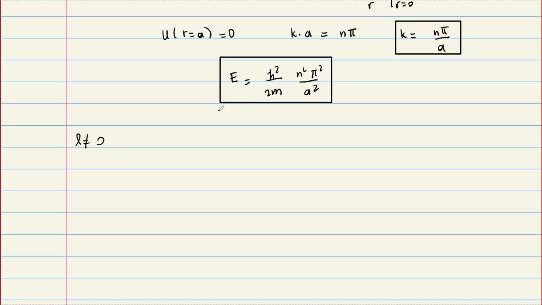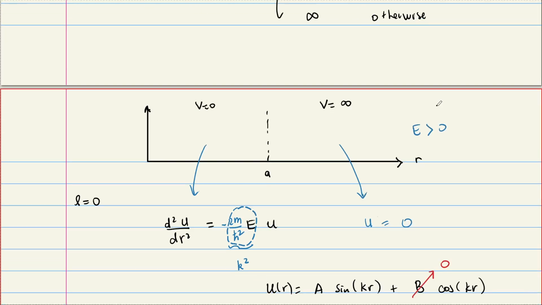In this case, the energy levels for L equal to 0 are given by this term. N is exactly as before, there's no difference. N can be 1, 2, 3, and so on, and the solutions are as before. So you can have this sine solution, or you can have this solution, and so on.